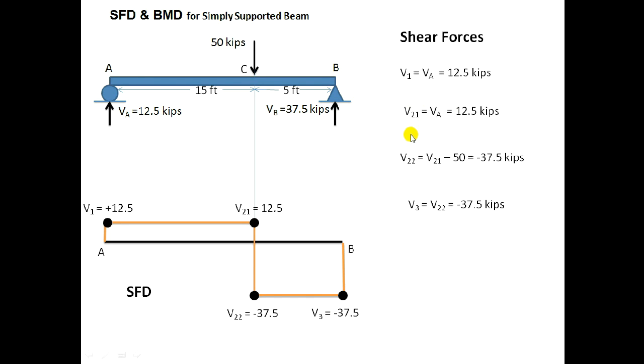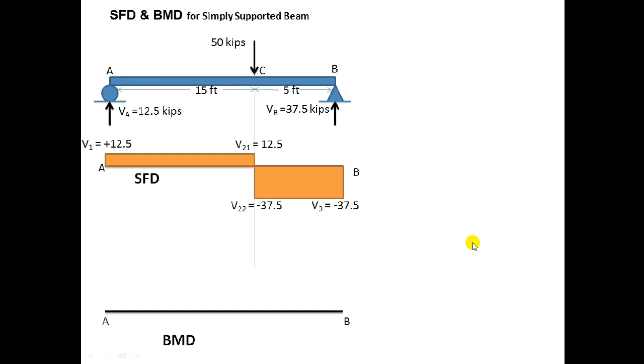V21 is equal to VA. V22 is equal to the previous shearing force minus 50, which is the point load acting over here. This is how we can find V22, and V3 is equal to V22. In the end, this V3 and VB, the reaction force and the shear force at that point, must be the same. Now this is the SFD I have drawn, and now I will draw the BMD for this shape.